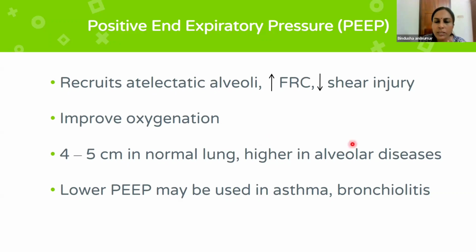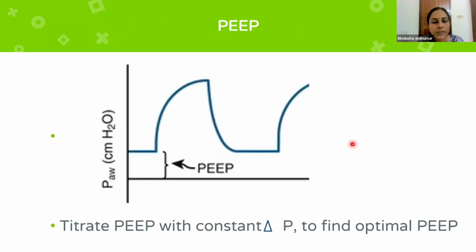There will be more discussion about lung ventilation in different classes. I'm just giving you an overview of this. Okay. So this is the PEEP. Whenever you are setting the PEEP, keeping the delta P constant, we need to titrate the PEEP and find out the optimal PEEP. This also will be discussed in the station on ARDS.